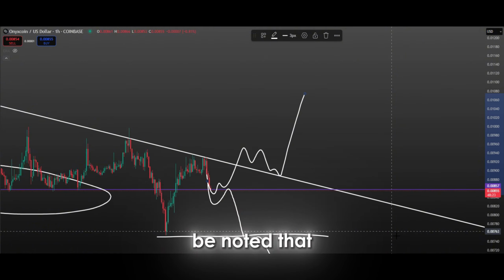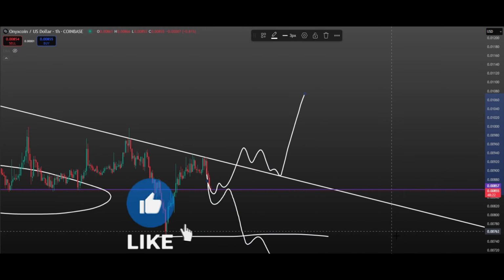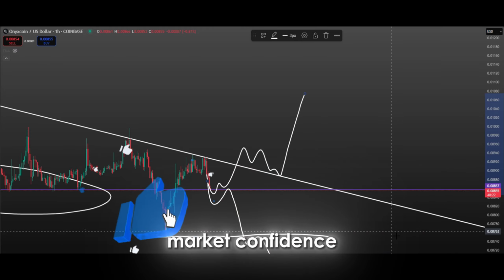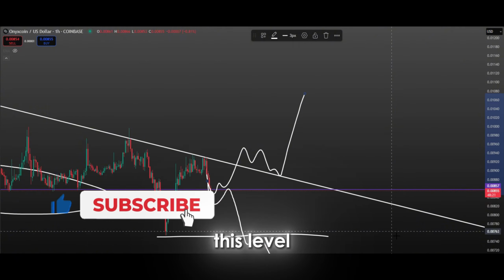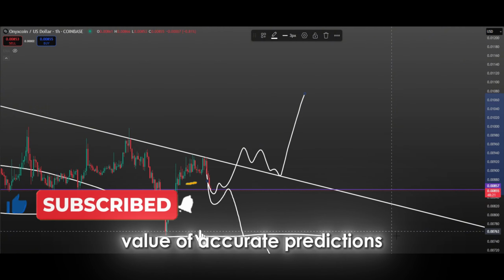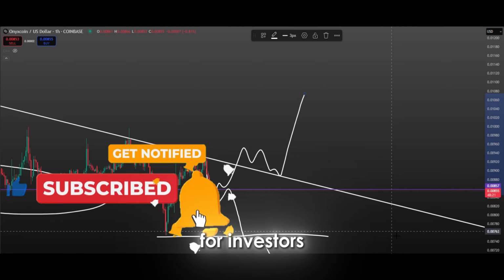It should also be noted that my previous videos, where I marked this support level based on prior predictions, have become a factor in boosting market confidence now that the price has reached this level. This demonstrates the value of accurate predictions in technical analysis for investors.